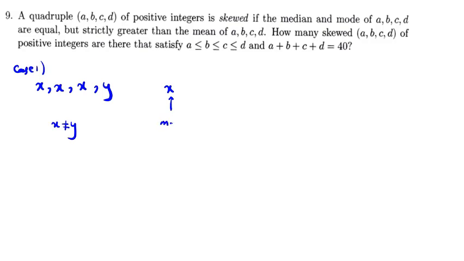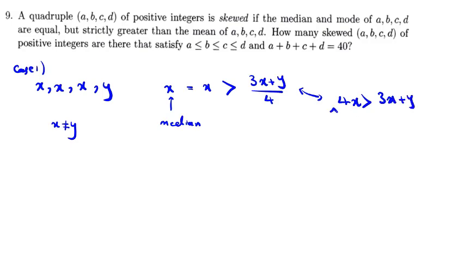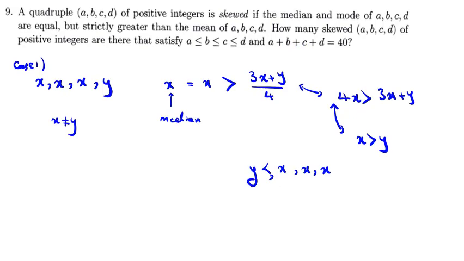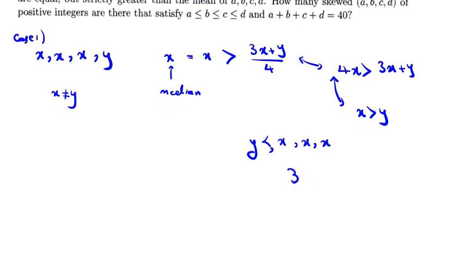Median is x. Mode is also equal to x, and is strictly greater than the mean, which is 3x plus y over 4. So it is equivalent that 4x is greater than 3x plus y, and that is equivalent to x is greater than y. So y is smaller than x. Also here, a plus b plus c plus d equals 40. So we can say 3x plus y equals 40. Y is less than x.